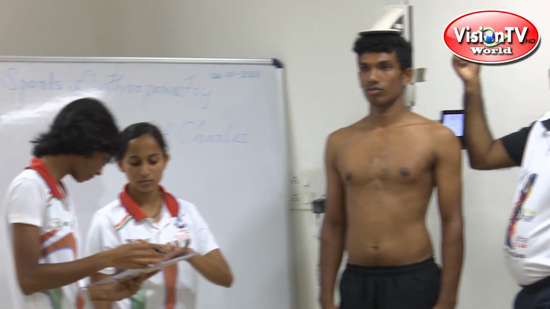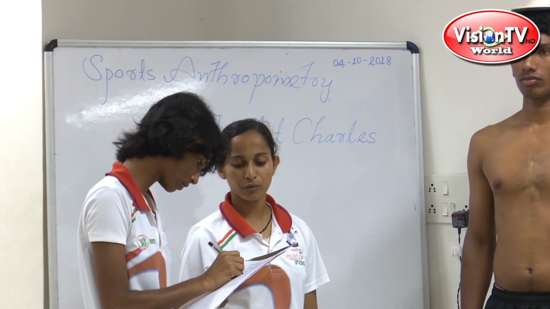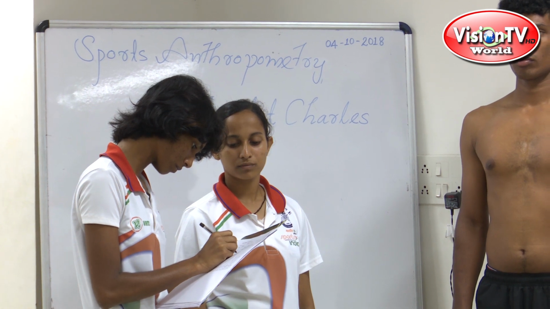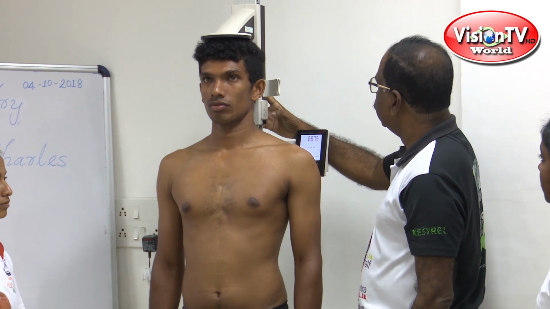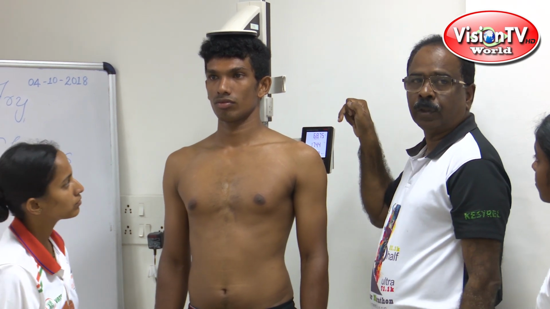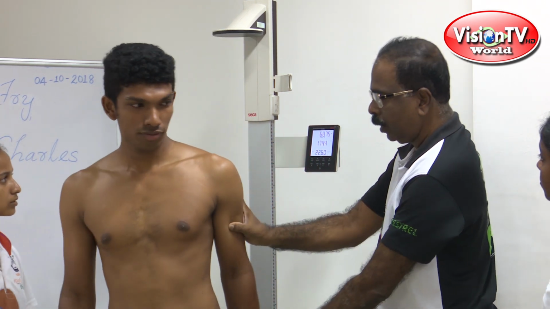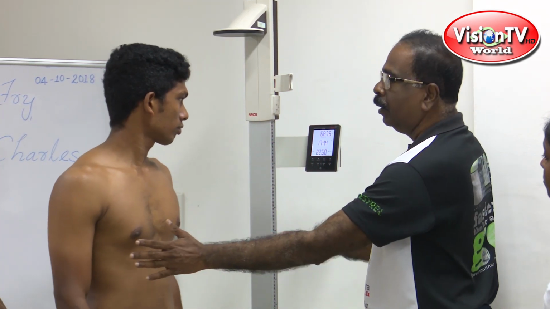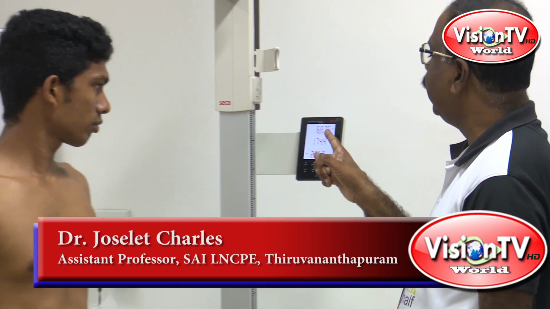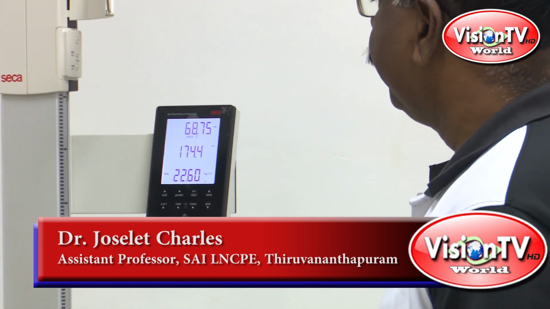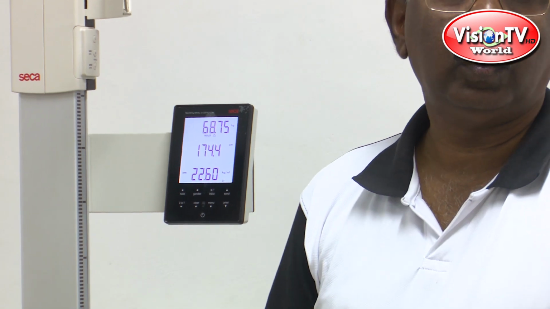Your height is 174.4. That is right. Now the weight is already recorded. What we need is to send the data to the system. So step up. Stand. And you get the recorded weight, body mass is 68.75 and the BMI calculated is 22.60.